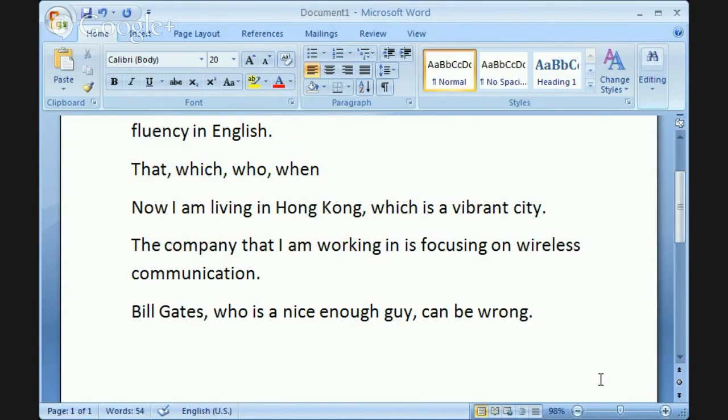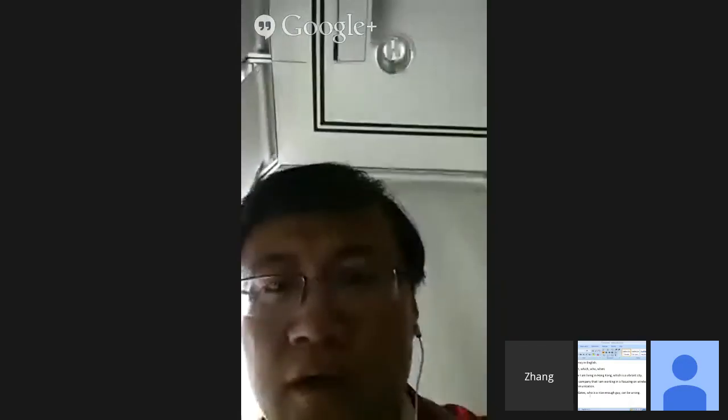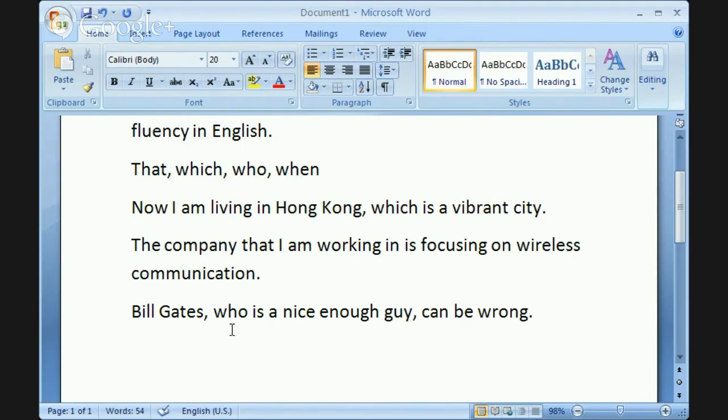Now, according to Microsoft Word, this second sentence, Bill Gates, who is a nice enough guy, can be wrong. Notice I put in the commas here, Zhang, and yet this is a complex sentence which includes a relative clause. I put in the commas, and this time Microsoft Word wants to tell me that this is correct with the commas. So here, the relative clause is considered by Bill Gates and all of his evil minions to be correct.